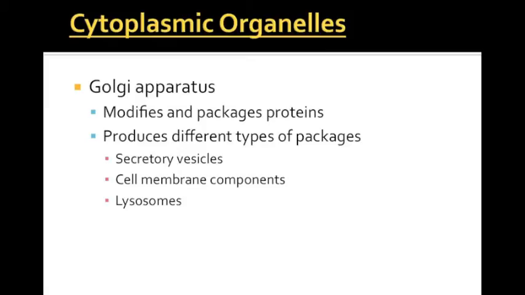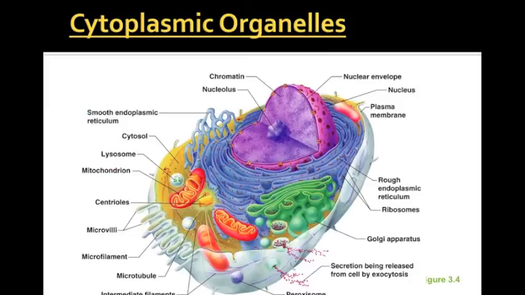Next, we're going to look at the Golgi apparatus. And the Golgi's main job is to modify and package proteins. And let's take a look at this. The Golgi is the green substance here. And as you can see, it's closely connected to the rough ER, which is essential because, as we just learned, the rough ER is studded with ribosomes, and it is the area for protein synthesis.